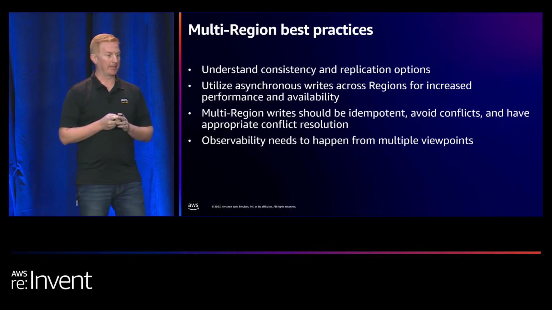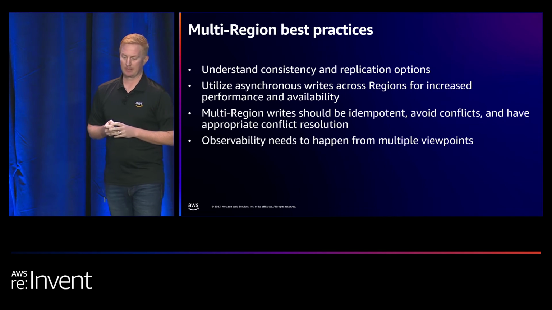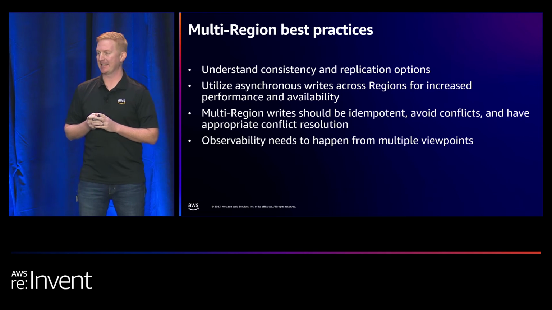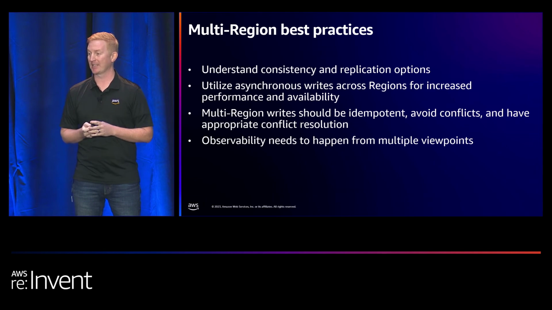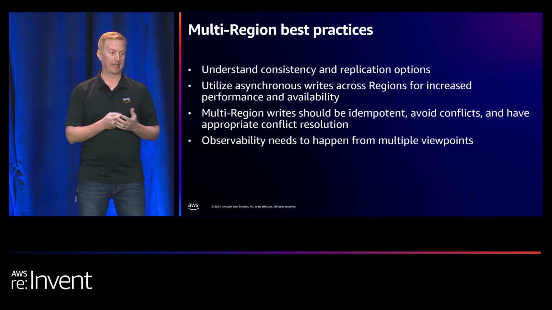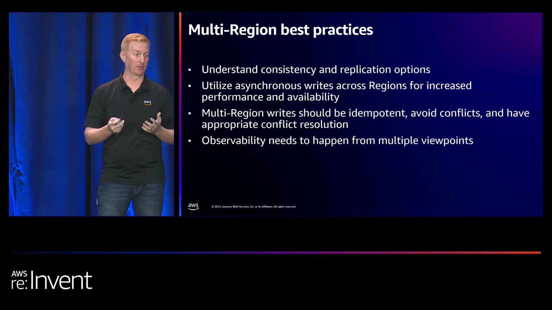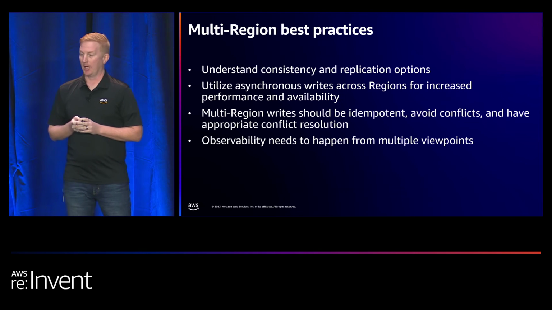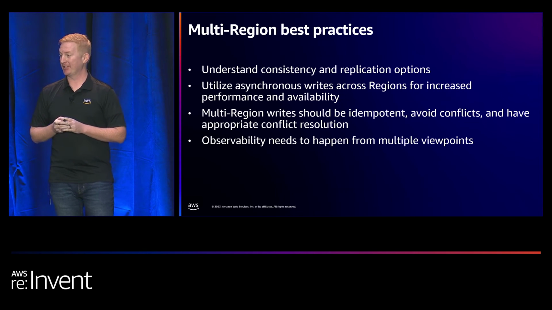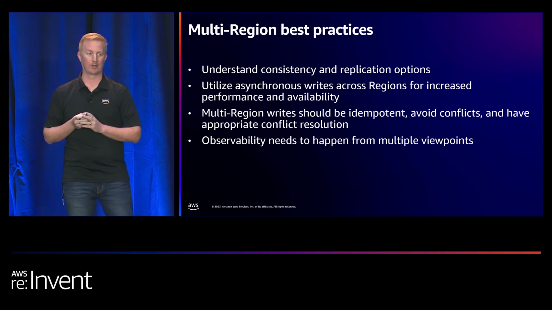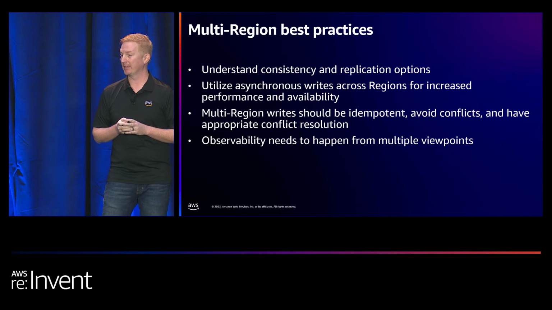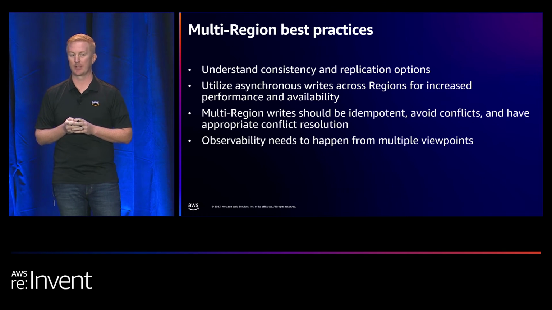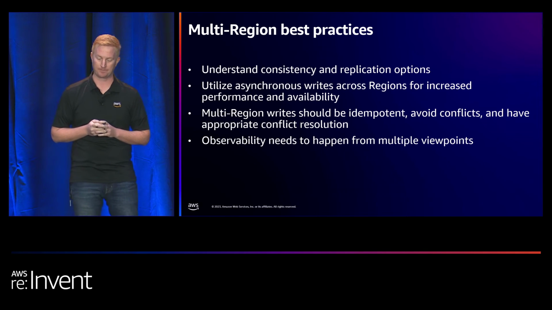So again, let's take a break to look at some of the best practices from these. The first is to understand the consistency characteristics of your workload, and then the replication options that are available to meet those consistency requirements. Many customers use asynchronous replication for simply improving availability of the workload. But we did talk about using a quorum-based model if your workload does have strong consistency requirements.